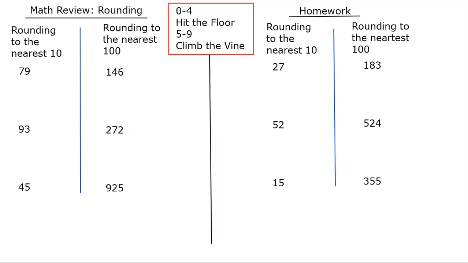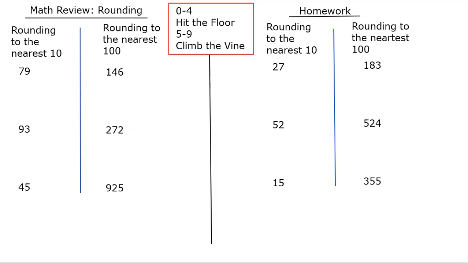So this means whatever place value you're rounding to, if it's 0 through 4, then nothing changes. It stays. It hits the floor. It doesn't go down, it doesn't go up. 5 through 9, climb the vine. The number in that spot is going to go up to the next number. The only occasion is if it's a 9, it will go up to 0, and then the place value to the left of it will go up 1 also.